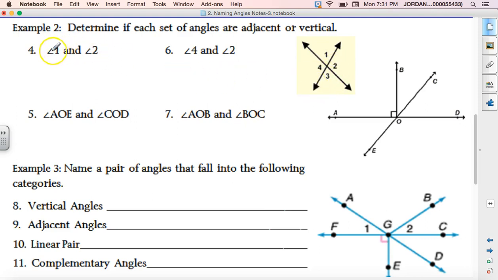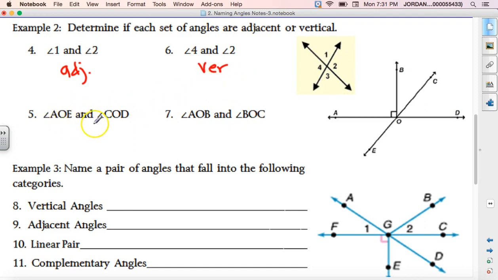So right here, when it asks angle 1 and angle 2, do they share a side? That's what you need to ask yourself. Yes, angle 1 and 2 both share a side, so that means they are adjacent. So I'm going to put ADJ for adjacent. What about 4 and 2? Do they share a side? No. Angle 4 has these two sides, and angle 2 is made by these two sides. So 4 and 2 are not adjacent, they are vertical.